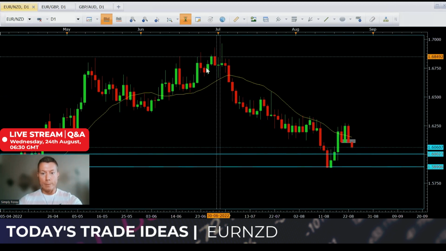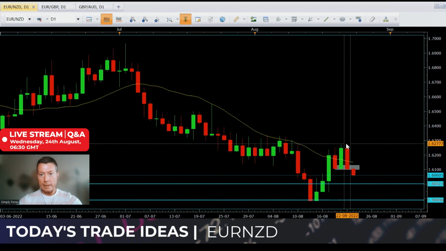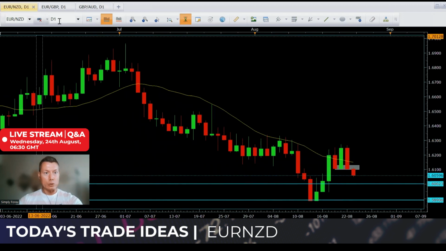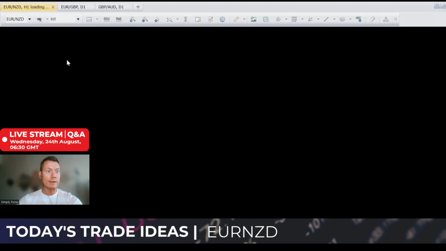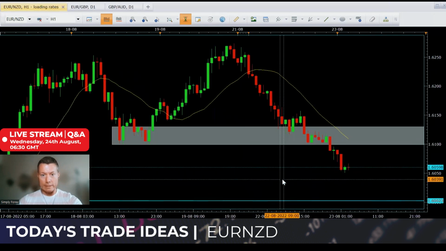Okay, let me zoom in a bit, guys, just so you can see that candle. Yeah, so this candle here. So this tells me sellers have taken control of the market and we've got room to the downside. Okay, let's look at H1 now to look for our criteria, our execution. And we've just got the one grey zone, guys.